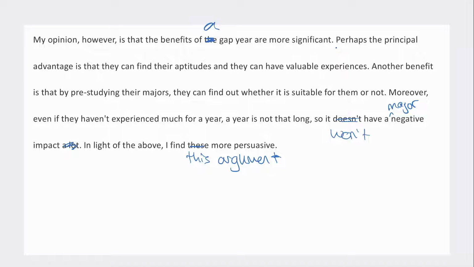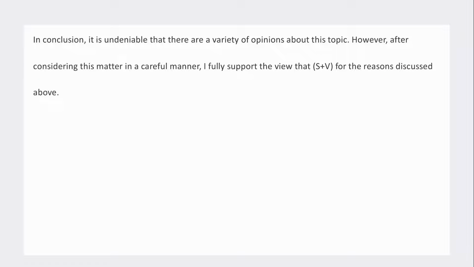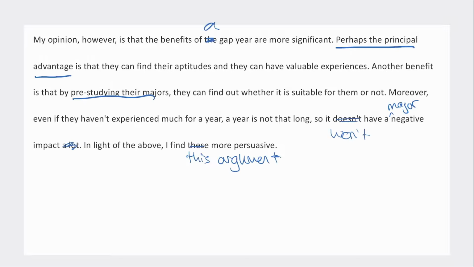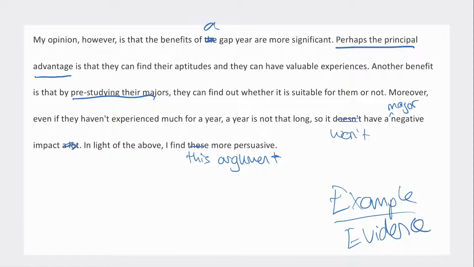We've got some nice phrases here. Perhaps the principal advantage is they can find opportunities and they can have valuable experiences, pre-studying their majors. So I think overall this is actually pretty nicely argued. Body 2. Again, is it a little bit short? I mean, yeah, it's a little bit short. Again, you could sort of add in an example here or some evidence, perhaps, to sort of boost it up a bit. So that's kind of what it's missing.